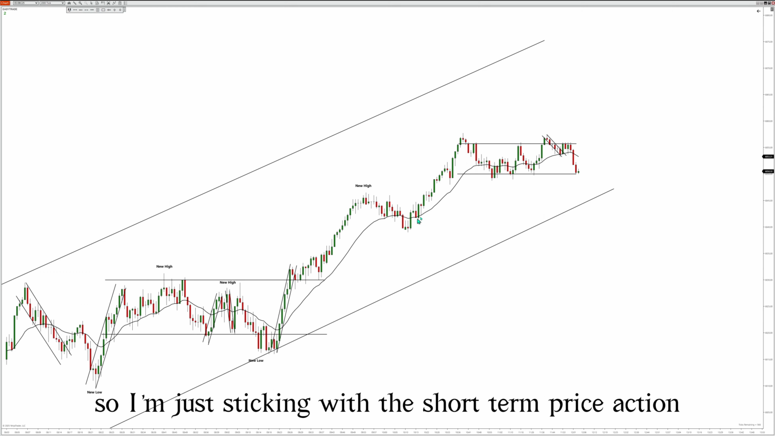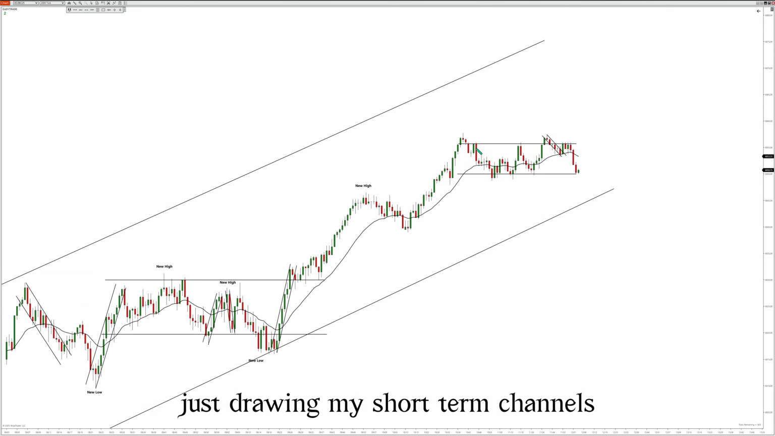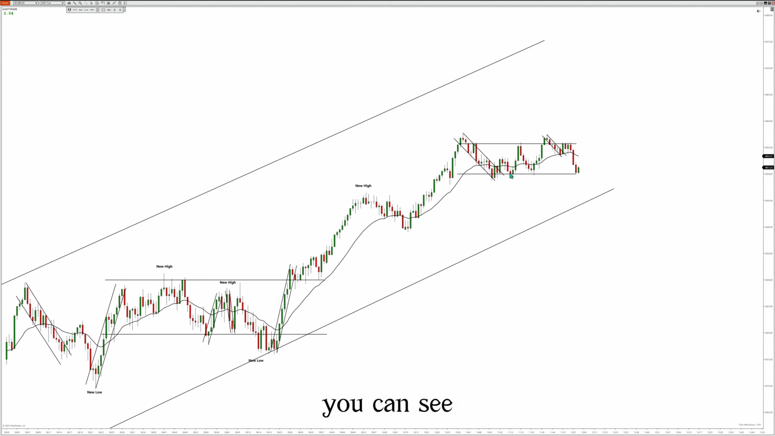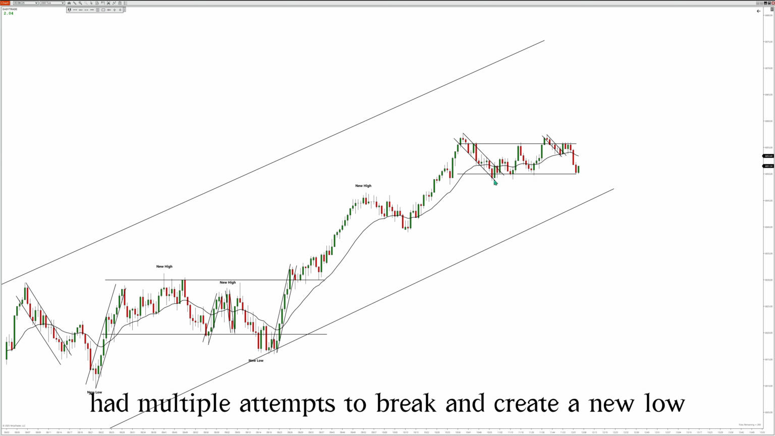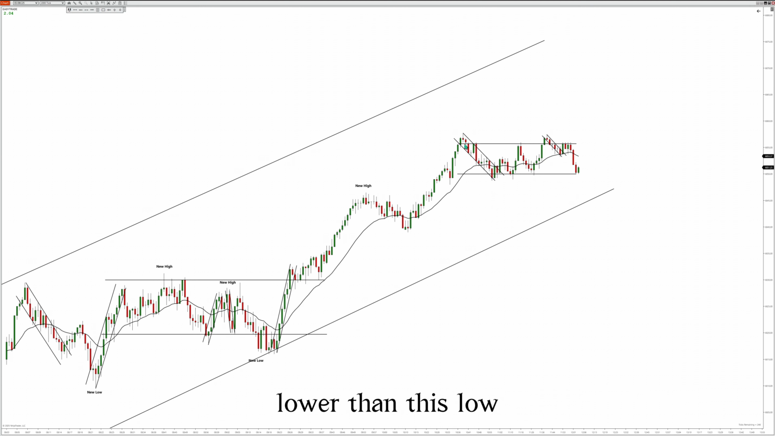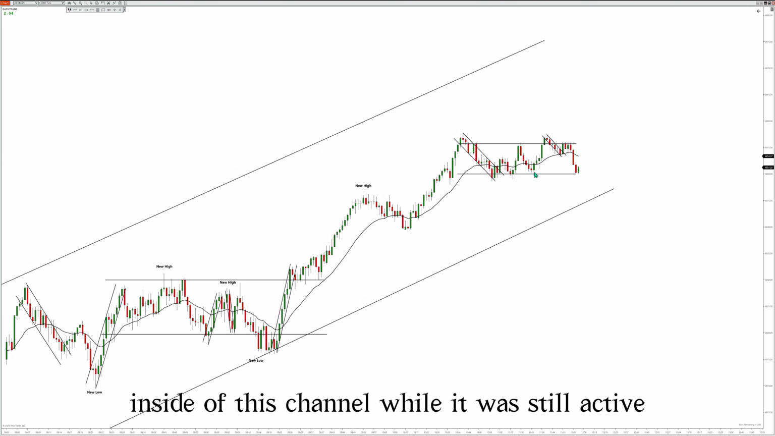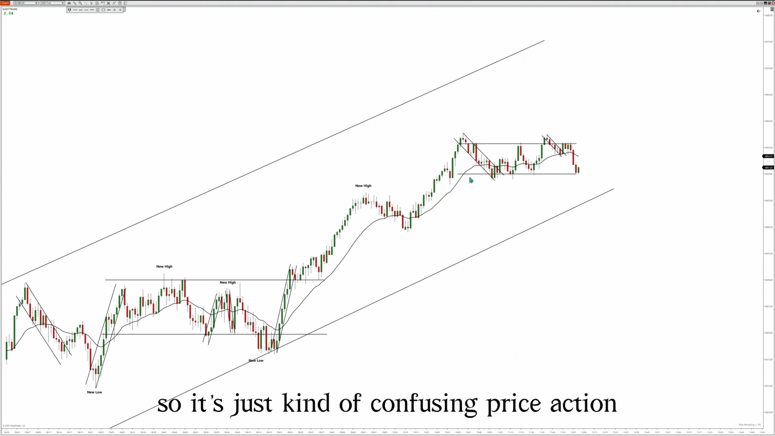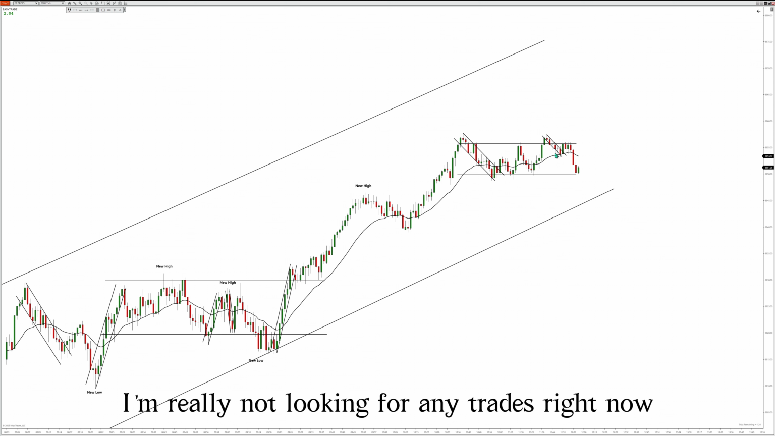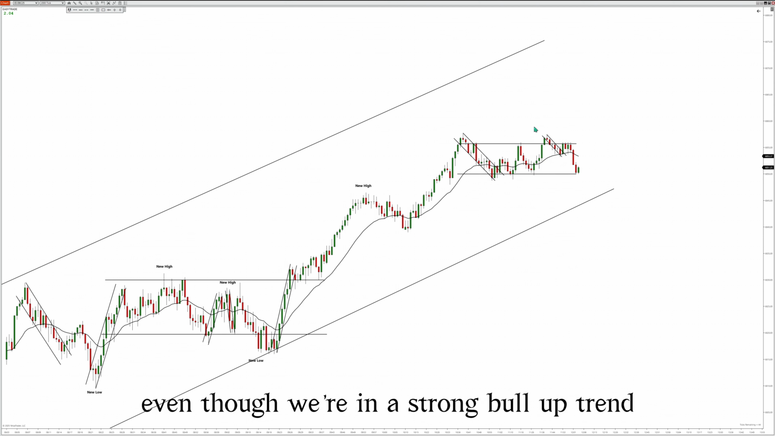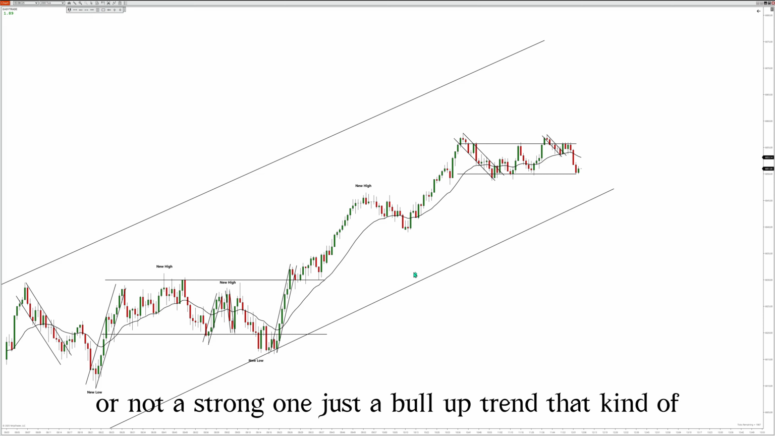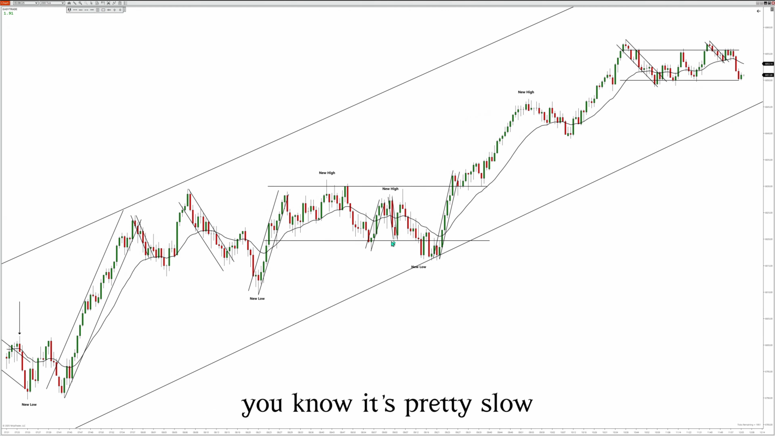So I'm just sticking with the short-term price action, just drawing my short-term channels. You can see stuff like this. This one failed to break a new low. You can see it had multiple attempts to break and create a new low lower than this low inside of this channel while it was still active, and didn't create it. So it's just kind of confusing price action. I'm really not looking for any trades right now, even though we're in a strong bull uptrend, or not a strong one, just a bull uptrend that is pretty slow.